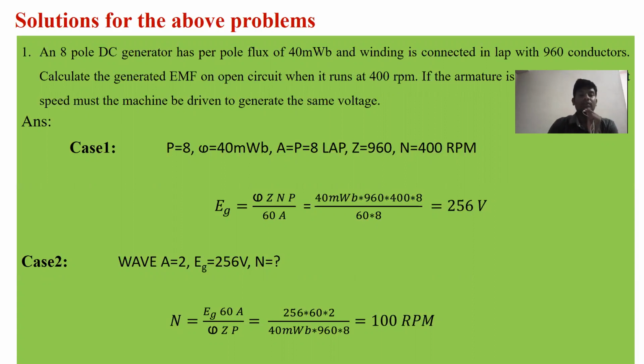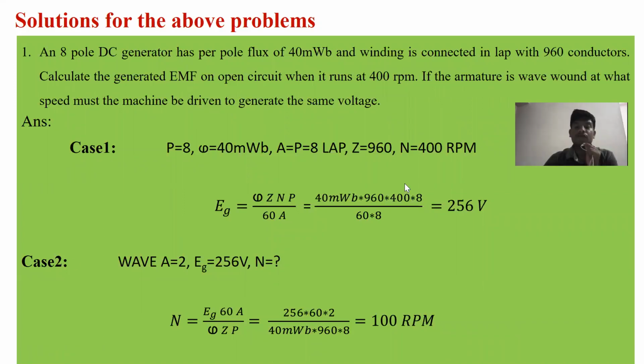An 8-pole DC generator has a pole flux of 40 milliwebers and the winding is connected in lap with 960 conductors. Calculate the generated EMF on open circuit when it runs at 400 RPM. If the armature is wave wound, at what speed must the machine be driven to generate the same voltage?